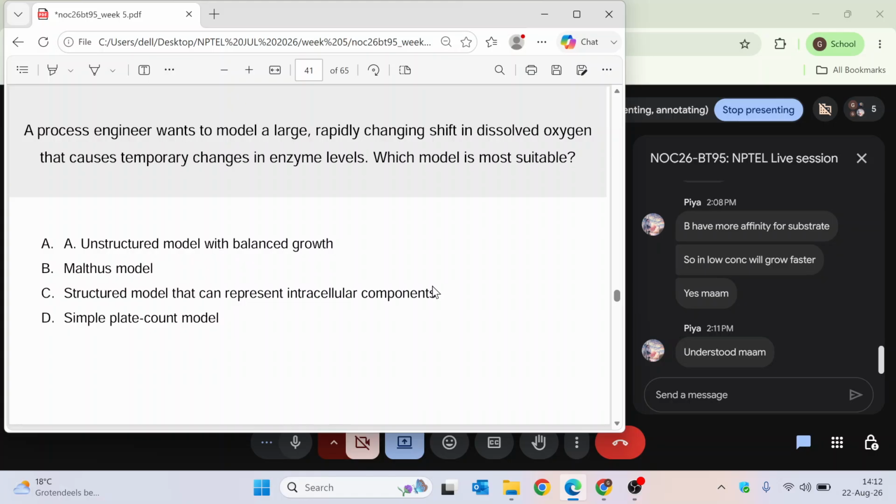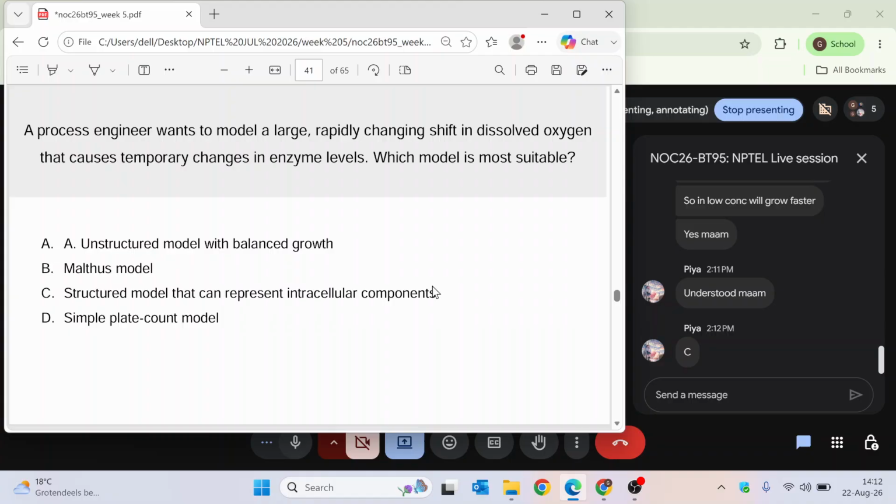The answer is explicitly there in the option. Exactly.